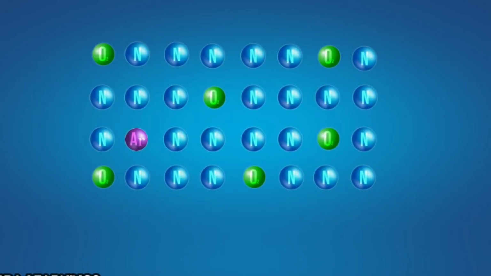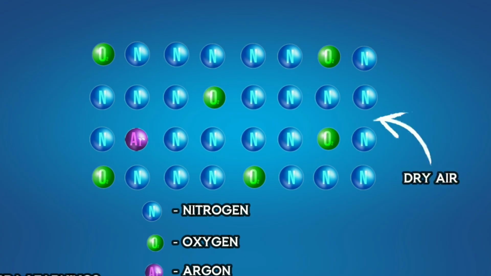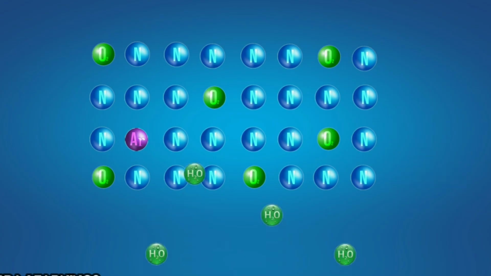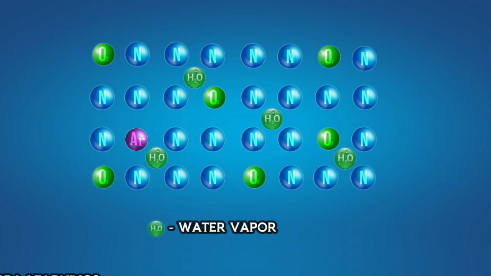Air without water vapor, containing only nitrogen, oxygen, and argon, is called dry air. Air that has water vapor mixed in it is called moist air. However, in practice, dry air does not exist anywhere. There will always be some amount of water vapor mixed in the air.